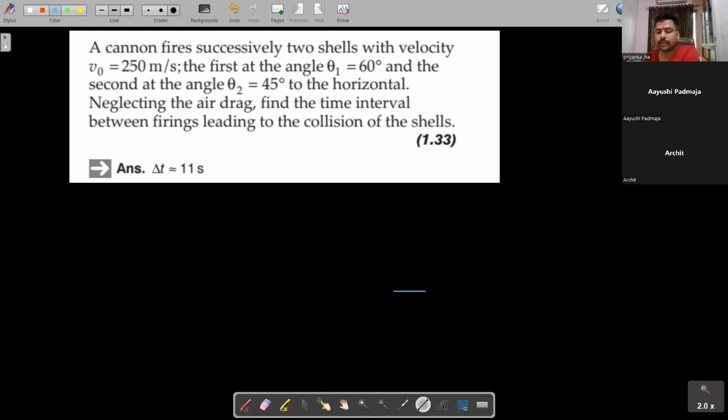So the question says that, suppose from here, two shells are fired, one at some angle, suppose 60 degree, it will follow this path somewhere, and another at some angle, 45 degree, and it will follow some different path, and it is saying that somewhere in the air they will collide. Same thing, somewhere in the air they will collide. So it is asking, what is the time interval between the firings?